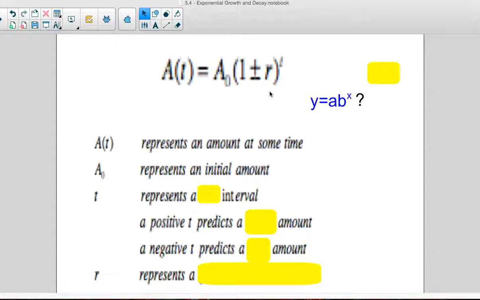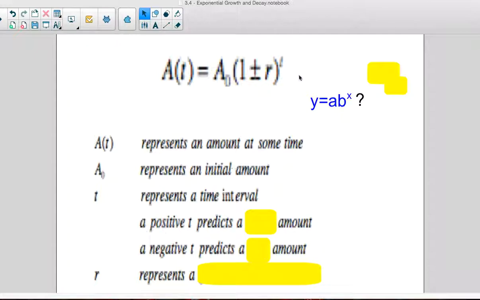T, as you can probably assume, is a time interval, so it represents not necessarily how much time is involved in the problem, but how many periods of time go by, and we'll see some examples of that. It depends on the wording of the problem. If it's 2 years, probably you're going to plug in 2 for t, but it could be different depending on what the rate is for.